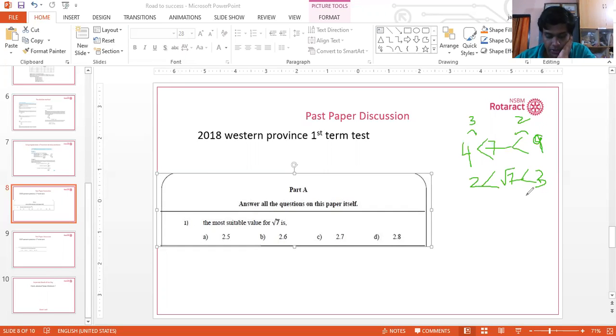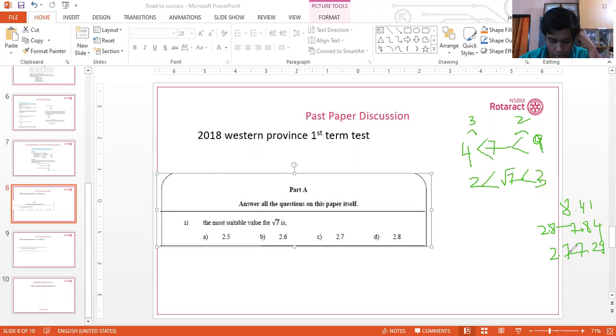2.9 into 2.9, let's see what answer comes. 2.9 into 2.9 is 8.41. 2.8 into 2.8 is 7.84. That is also more, but now 7.84 is close, that is 2.8, remember that. Now 2.7 into 2.7, I'm using the approximation method, okay? Will give you 7.29. That is also closer. 2.7 is better.